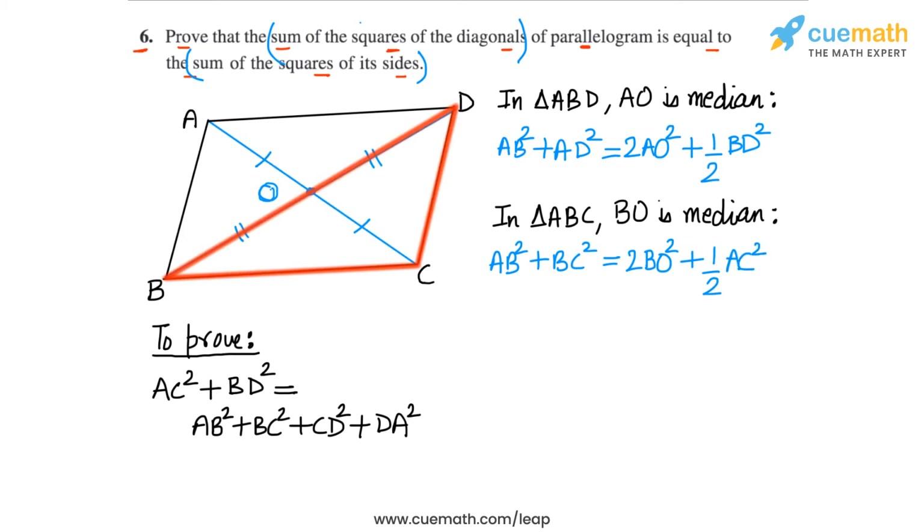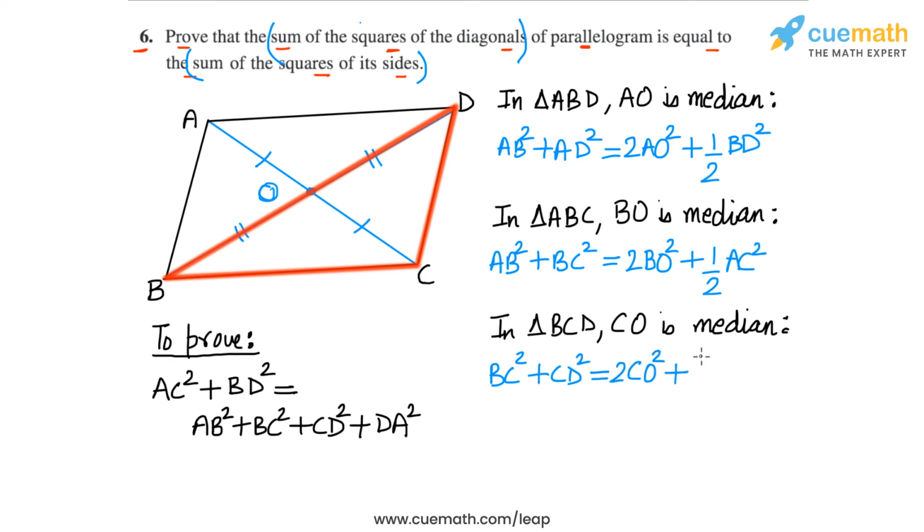Okay, then similarly let's go to triangle BCD. So in triangle BCD, we have CO as a median because O is the midpoint of BD. So in this case we will have BC square plus CD square, the sides originating from the vertex C. So BC square plus CD square will be equal to twice CO square plus half of BD square.